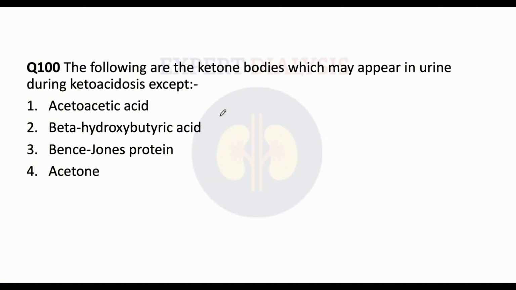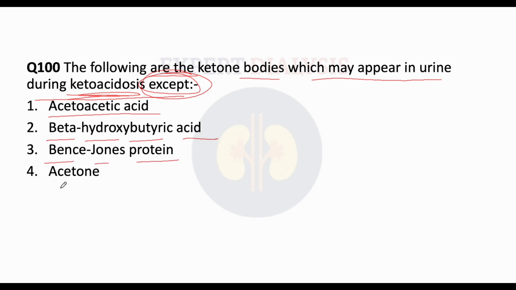Moving ahead to the 10th question, it says the following are ketone bodies which may appear in urine during ketoacidosis except. Option A is acetoacetic acid, option B is beta hydroxybutyric acid, option C is Bence-Jones protein, and option D is acetone. So we have to find the one which does not appear in urine during ketoacidosis. So the answer will be Bence-Jones protein.